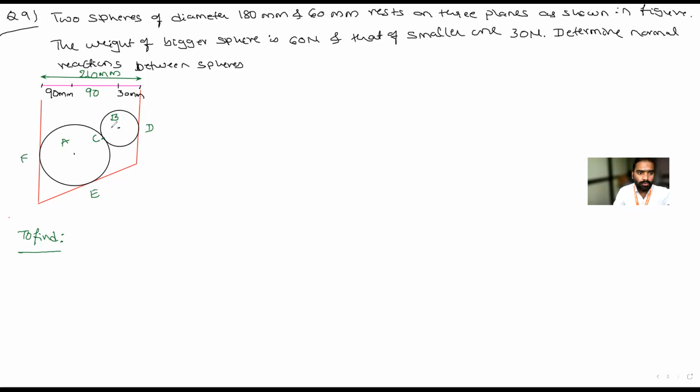Okay. So how to solve this one? Again, what is my intention? What is the first step? Normal reaction, and that is in between the two surfaces. So this is AB, correct?